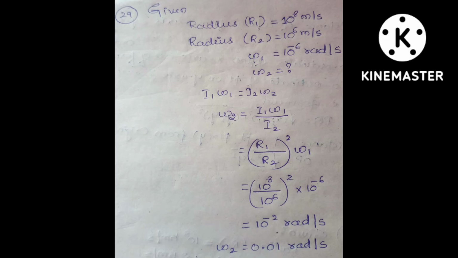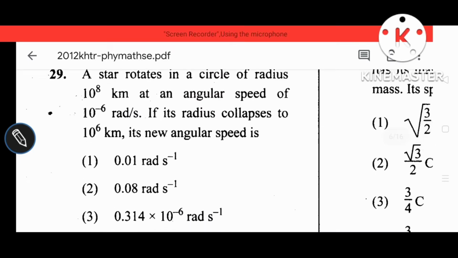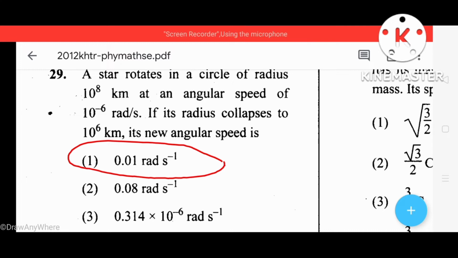So we are going to use the formula I1 omega 1 is equal to I2 omega 2, where we obtain the value of omega 2 by taking the ratio of R1 and R2 and omega 1. For question number 29, we are getting the answer as 10 raised to minus 2 radians per second. It is nothing but 0.01 radian per second. The correct answer is option number 1 here.